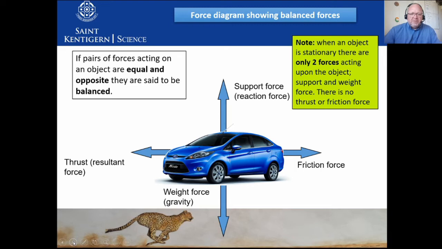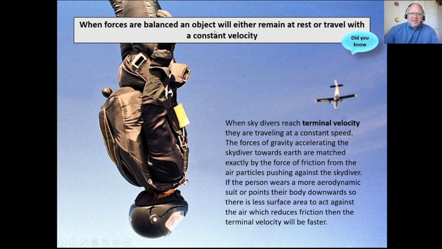Again, we just talked about this already, but we always talk about them in pairs: the up and down, and the left and right, or forward and back. So when forces are balanced, an object will either remain at rest or travel at a constant velocity. Just for interest's sake, when humans skydive, the maximum velocity we can reach is about 220 kilometers an hour, because at that point the air friction in our atmosphere is countering the gravity, and you cannot fall any faster.